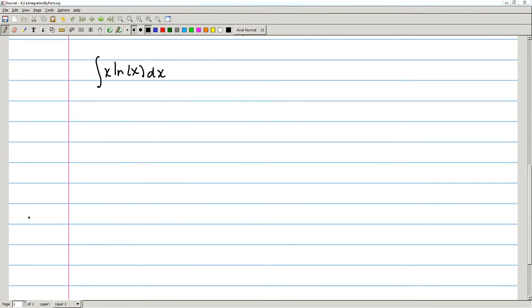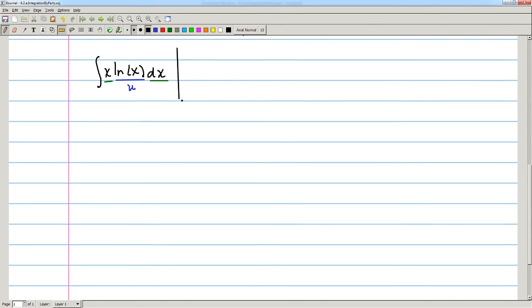Let's try a second example. Let's integrate the product of x times the natural log of x dx. Well, in this case, the easy thing to differentiate is natural log because we don't necessarily know how to integrate it easily. So let's call the natural log of x here our u because it's something easy to differentiate, as opposed to our dv, which is going to be x times dx, because it's something easy to integrate. Polynomials are relatively easy to integrate.